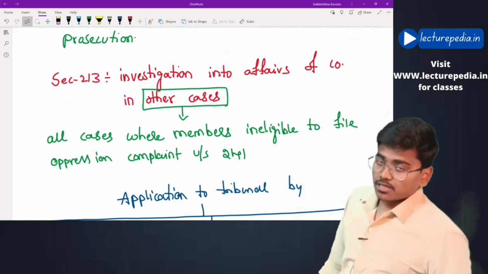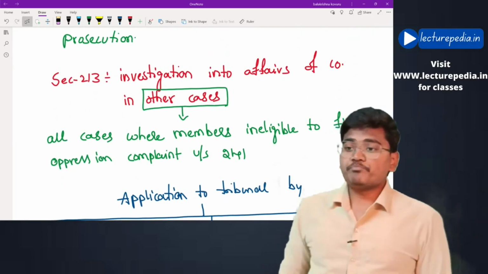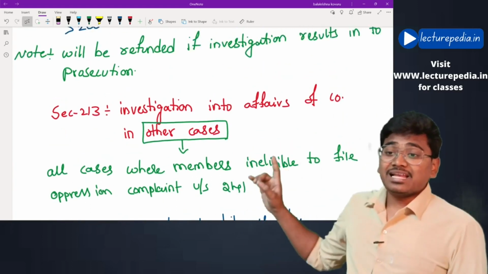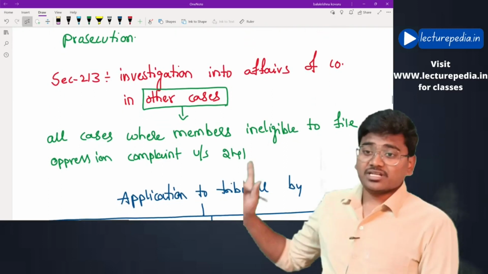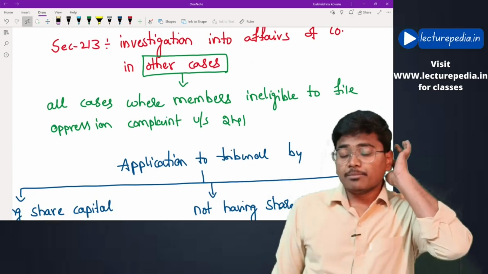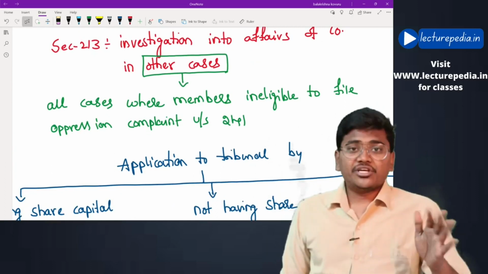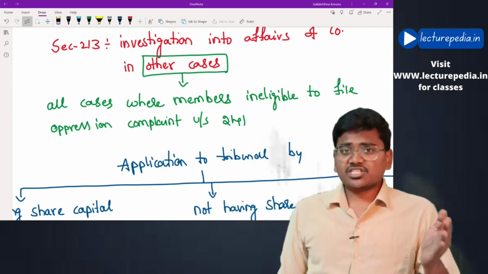Next, section number 213, investigation into affairs of the company in other cases. What are these other cases? Basically, this section number 213 is linked to oppression and mismanagement. Under oppression and mismanagement, the application for oppression and mismanagement can be filed by the members under section 244.